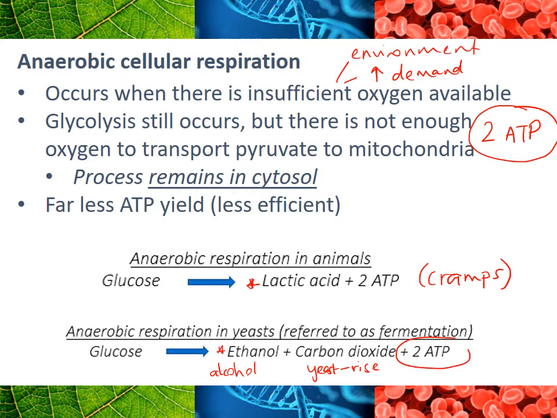Again, they can't move into the mitochondria, it stays in the cytosol, only 2 ATP are produced in each of those. So it is a far less efficient process than aerobic respiration.